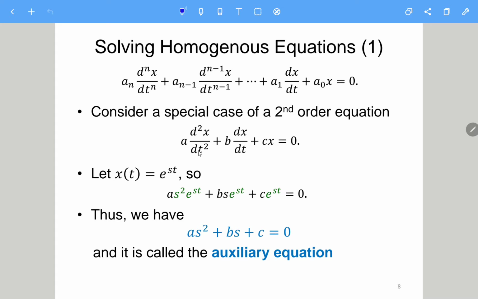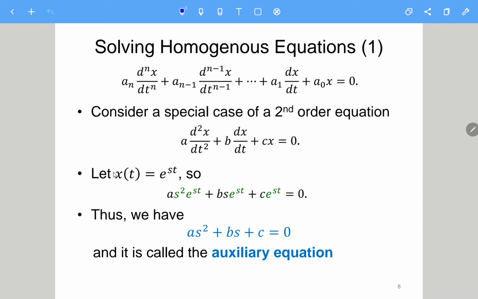In this case, we just consider the second order. If it is even higher, then the procedure will be similar, but at least for second order, you know how to solve the quadratic equation. So we just pick second order to be the example. For example, if we need to solve a times the second derivative of x plus b times the first derivative of x plus c times x equals 0. So this is the second order constant coefficient ODE and the homogeneous equation of it.